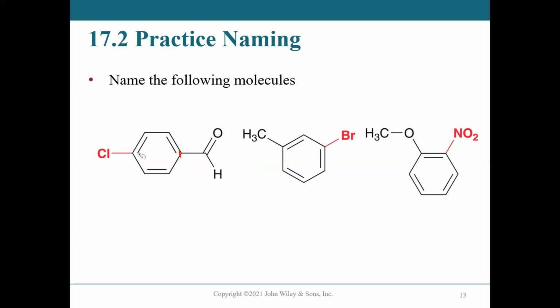Here we have toluene. Let's erase all this. Your toluene group is just that right there. So they're putting a bromine here at the 1, 2, 3 position. So it'd be 3-bromotoluene. And this is the one I couldn't remember. This is your anisole group. And at the 2 position right here, they're putting a nitro group, so 2-nitroanisole, or you could call it ortho-nitroanisole. It's whatever you prefer.